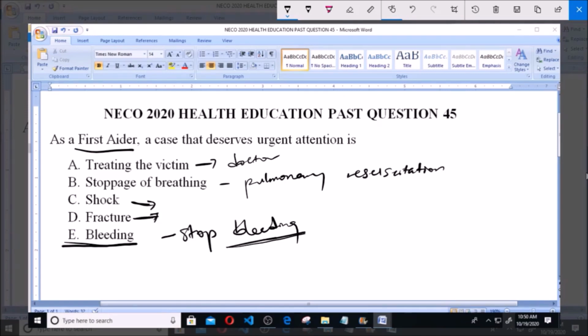So the first case that should be attended to is bleeding. Bleeding must be stopped by application of pressure. So that is the case that deserves urgent attention as a first aider.